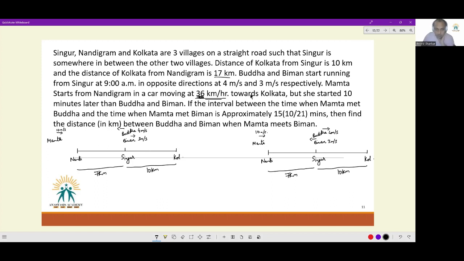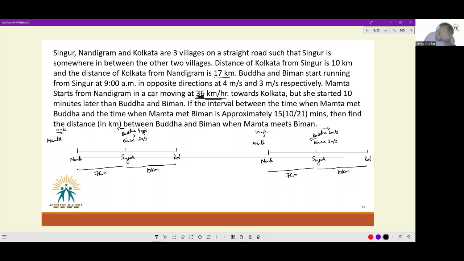But she started 10 minutes later than Buddha and Biman. So 10 minutes is 600 seconds. In 600 seconds, where would they be? I don't know if I need to find that out right now. She started 10 minutes later than Buddha and Biman.